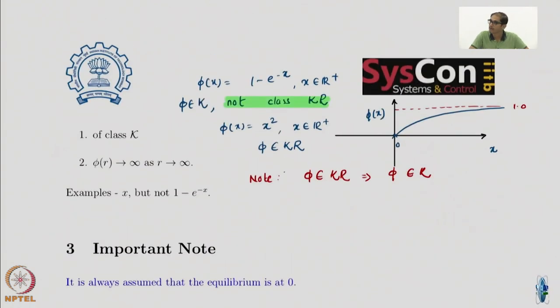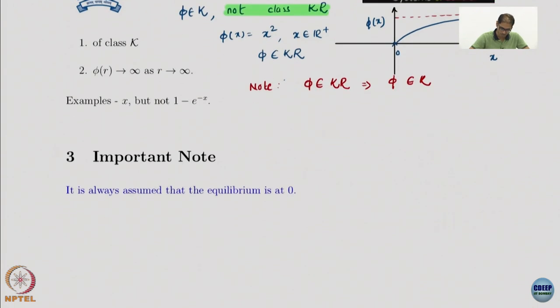Alright. Say that again. No, I've just used R instead of X. I've just changed the labeling on the argument. So, it's a class KR function. Not that R. This is just some notation for the argument. I've just replaced X by this.